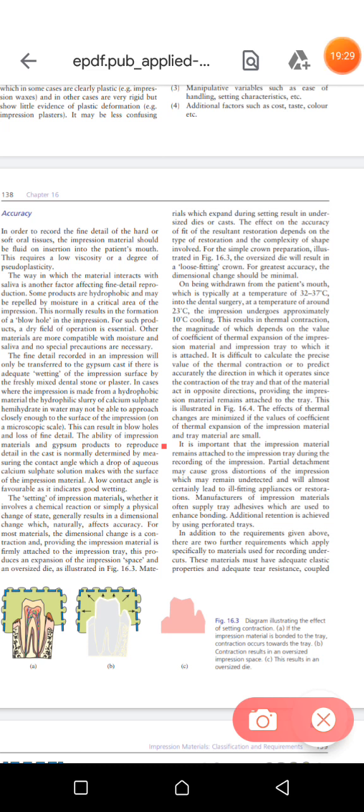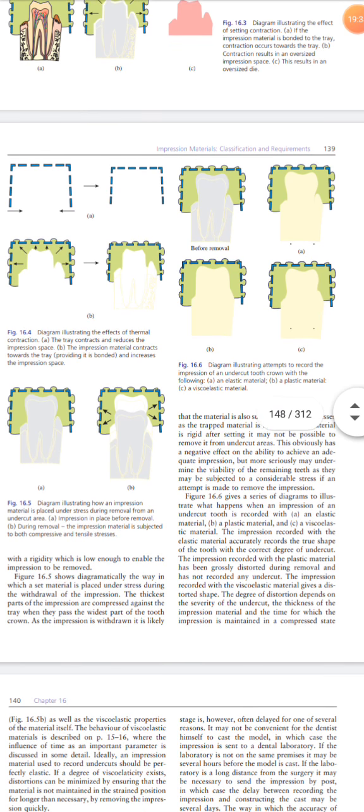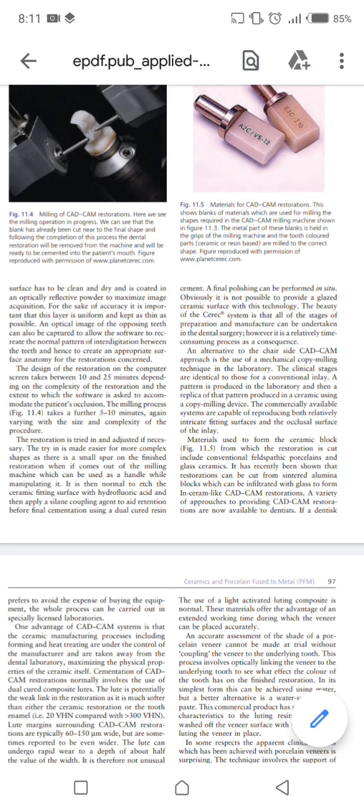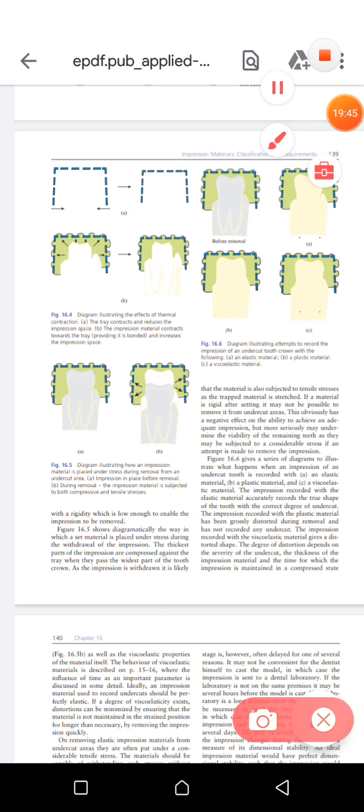So come to the next paragraph. Okay, come to the next slide, and start from the A, B, C consecutively. Read all these points because these are the important points.